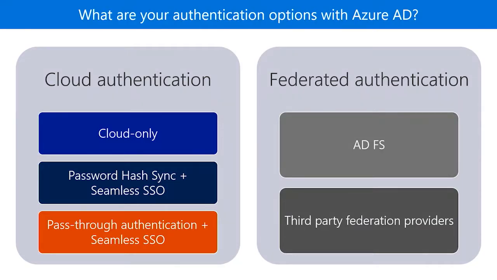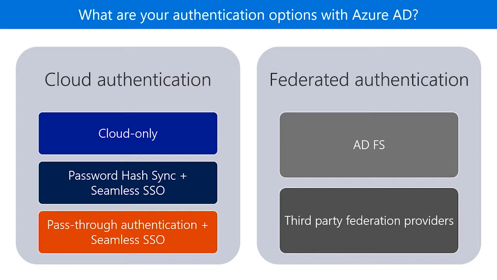The first option is cloud only. This is for the born-in-cloud organizations with no on-premises infrastructure. Here you can establish user identities directly in the cloud, and Azure AD handles all of the authentications completely in the cloud. Now, all the other options require an on-premises Active Directory. We call this hybrid identity.